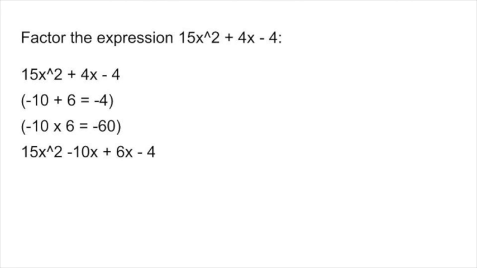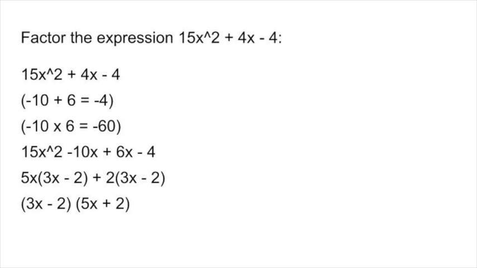We substitute these 2 numbers in place of 4x. Then we common factor to give us 5x times 3x minus 2 plus 2 times 3x minus 2. Next, factor by grouping, and we have our answer of 3x minus 2 times 5x plus 2, all in brackets.